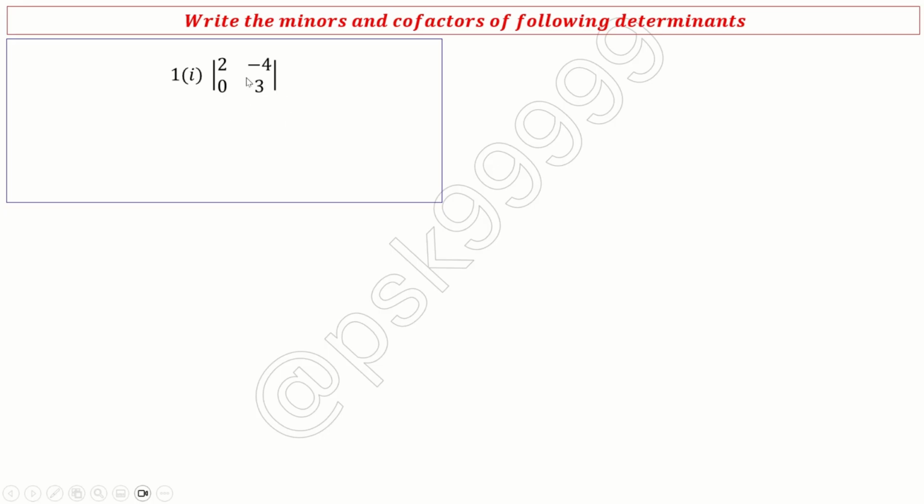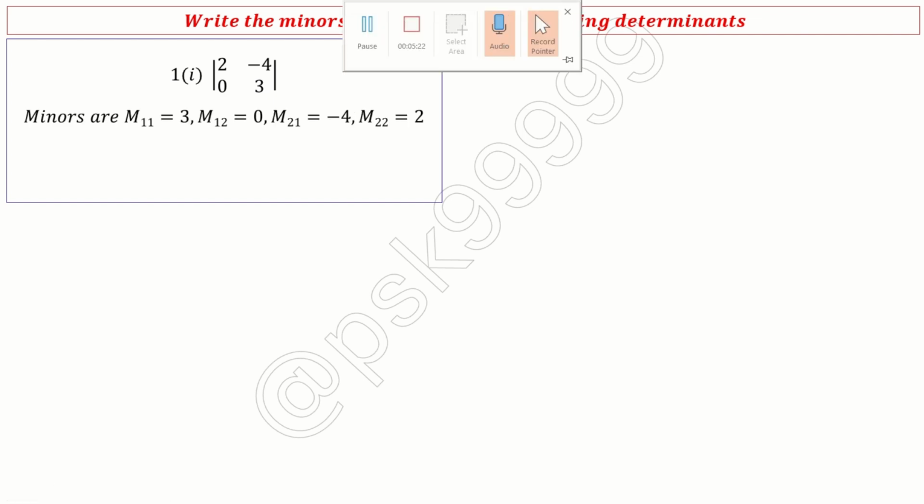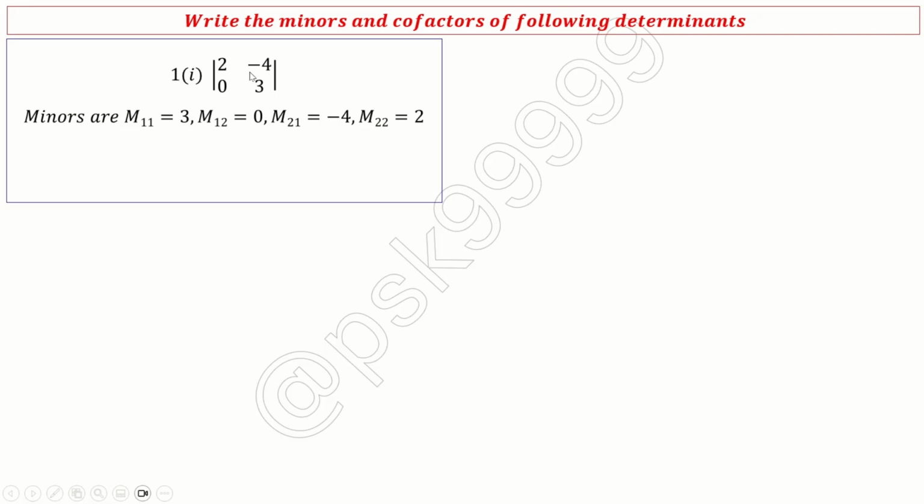So one element means the determinant is the same, right? So 3. Okay, for 2 the minor is 3. So M1,1 is 3. Similarly, M1,2: for this element I have to leave this row and this column, and I am left with only 0. So 0. M2,1 is this element, so I will leave this row and this column, and I am left with minus 4. M2,2, I leave this row and this column, so I am left with 2. Okay, these are my minors.